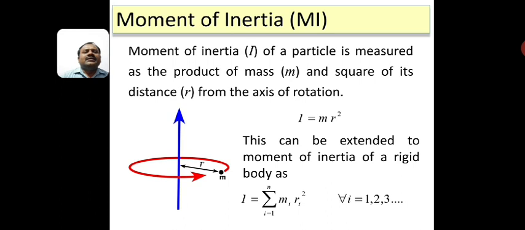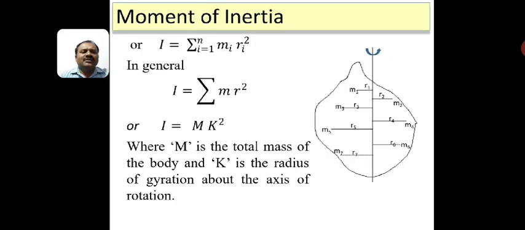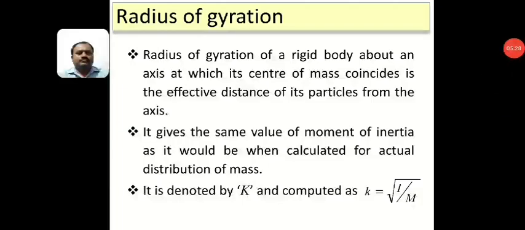are the distances of those particles from the axis of rotation, then the moment of inertia of the body as a whole can be written as I is equal to summation m_i r_i squared, where i can take values 1 to n. n is nothing but the number of particles of which the rigid body is made up. In general, I can be written as summation m r squared, or I is equal to m k squared, where k represents the radius of gyration. So let us try to understand that radius of gyration.